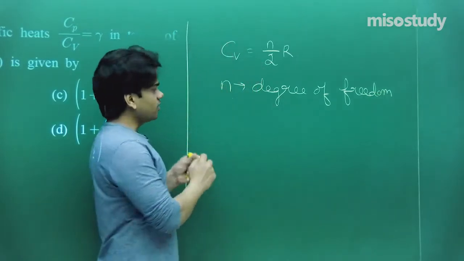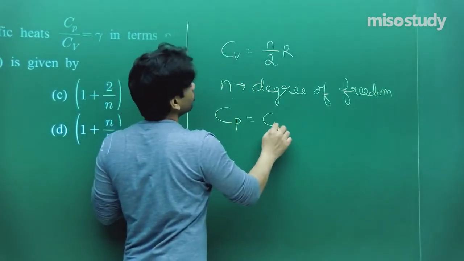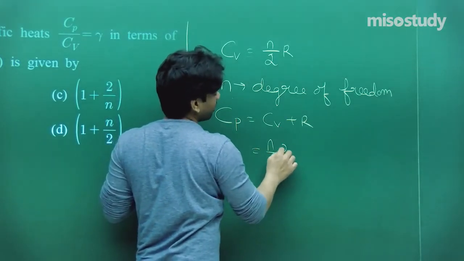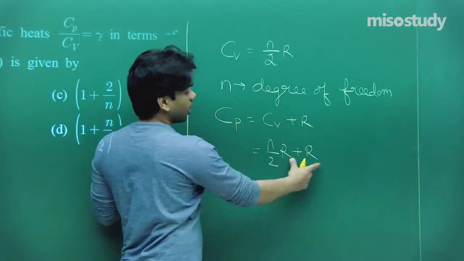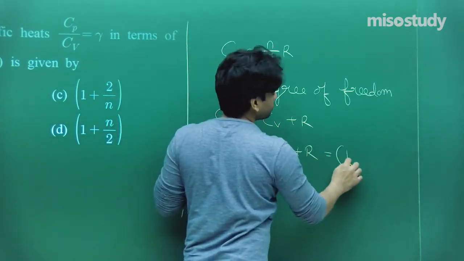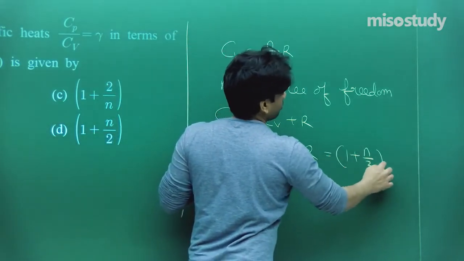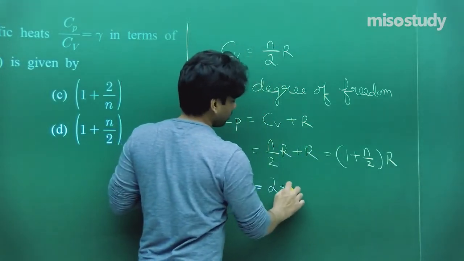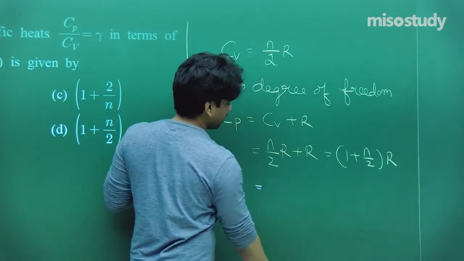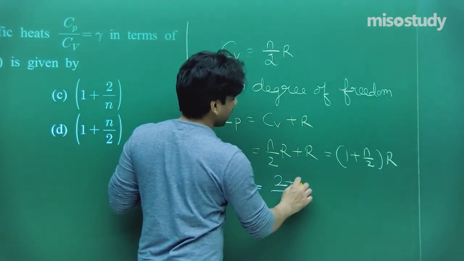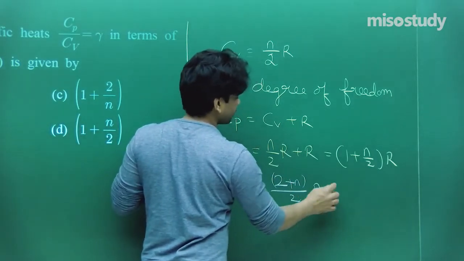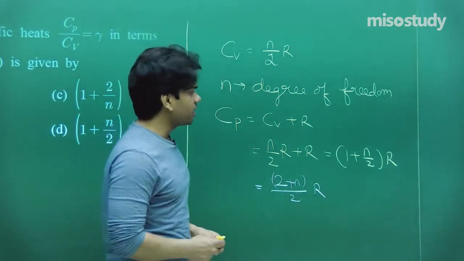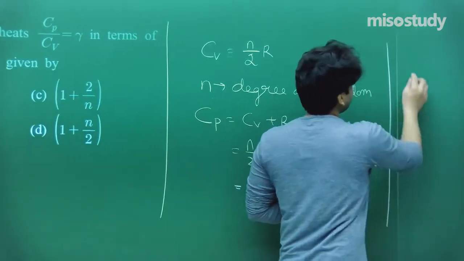Now after this, the value of Cp is equal to Cv plus R. So n by 2 R plus R, if we do this, it will come out to be R into 1 plus n by 2. So finally you will be getting R into 2 plus n by 2. That will be the value of Cp. So we got the value of Cp in terms of R and n, and we got the value of Cv in terms of R and n. Let's try to find out the value of gamma.